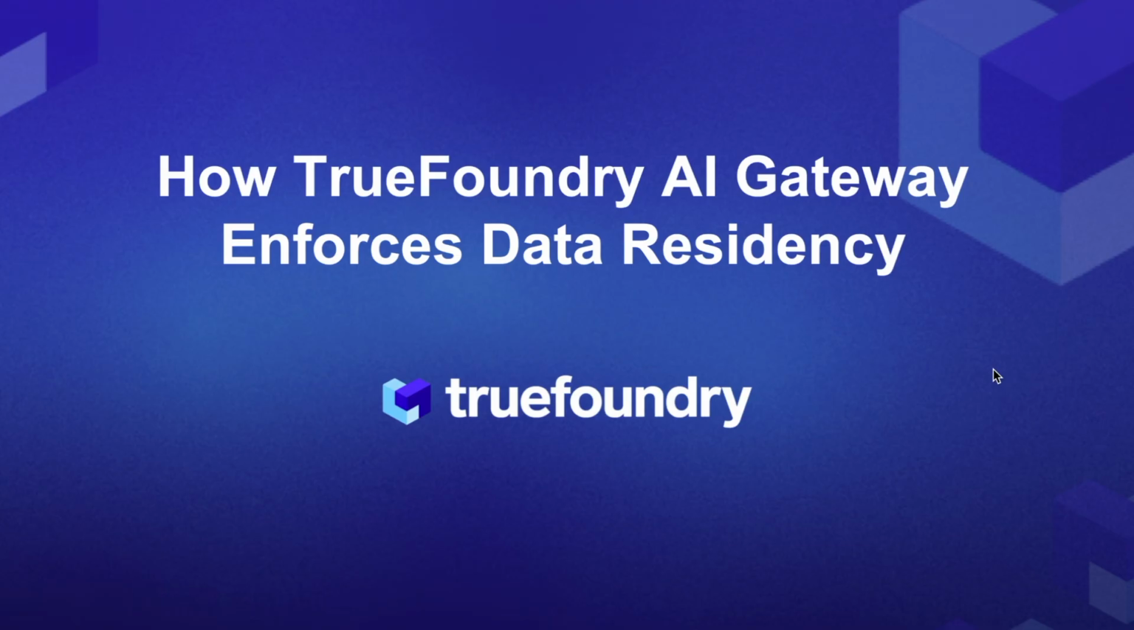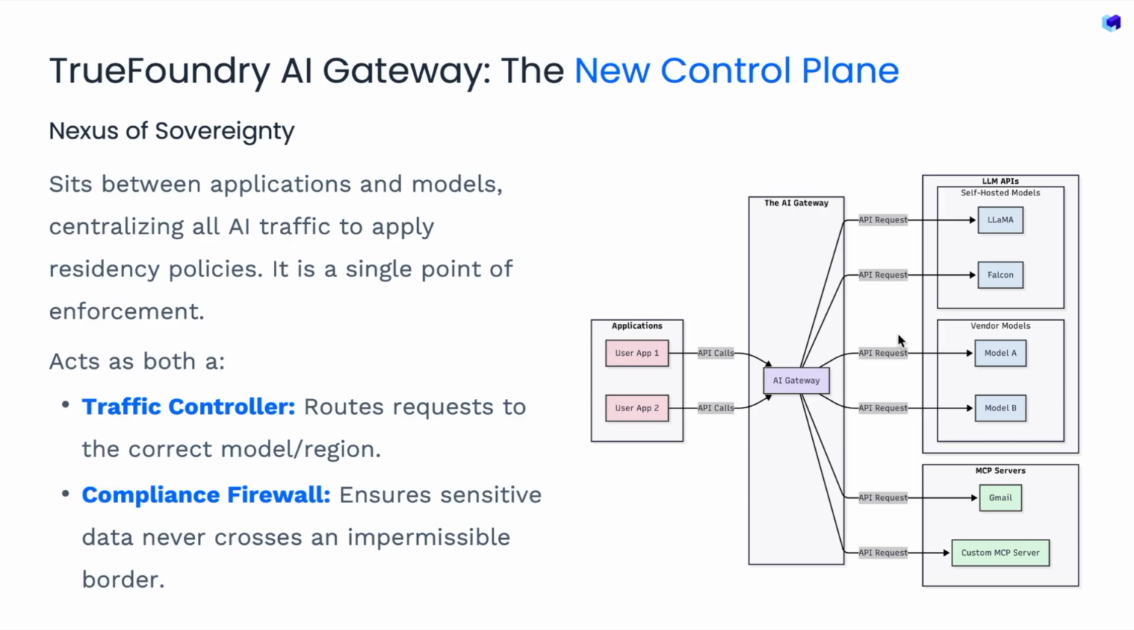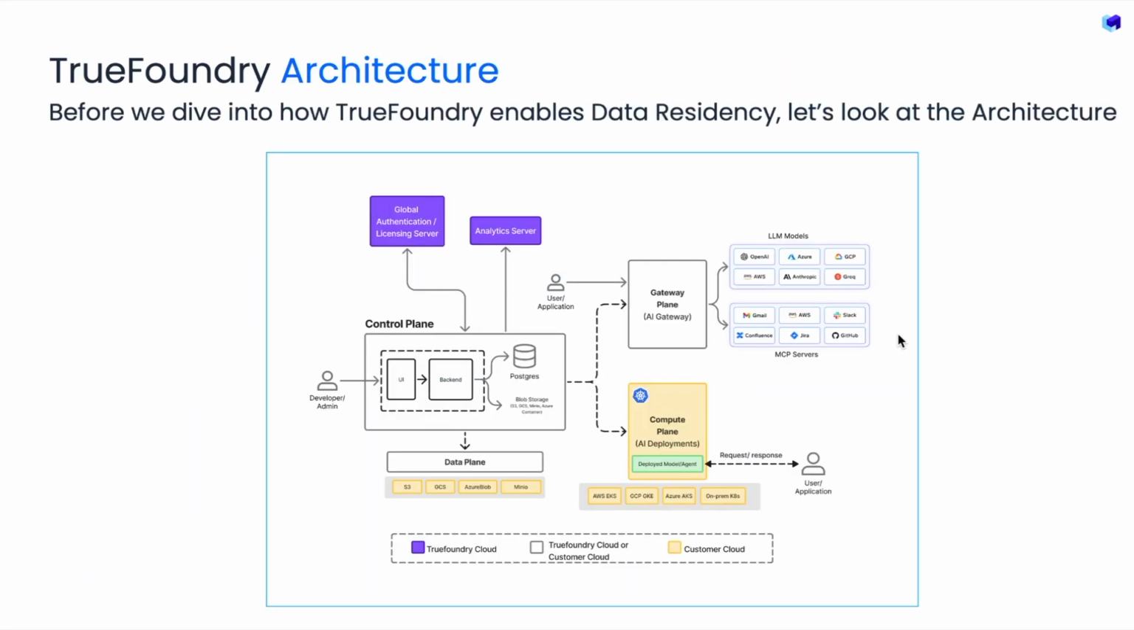We are diving into the architecture that solves this problem, the TrueFoundry AI Gateway. The AI Gateway is the answer. It is a new control plane for enterprise AI. Positioned between your applications and every model you use, it becomes the nexus of sovereignty, and it acts as both a traffic controller, deciding where data goes, and a compliance firewall, ensuring sensitive data never crosses an impermissible border. Now, let's dive into the actual architecture which makes this possible.